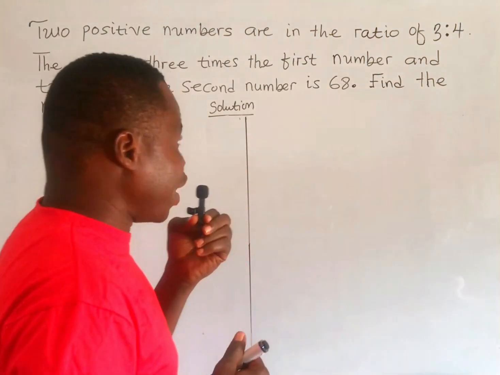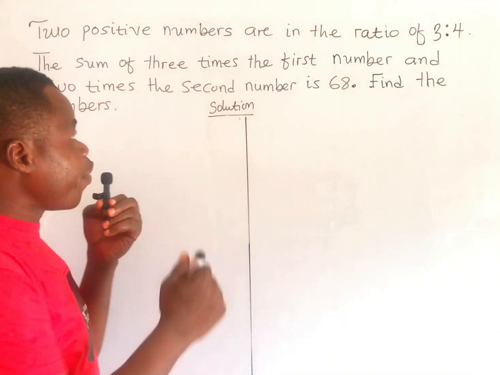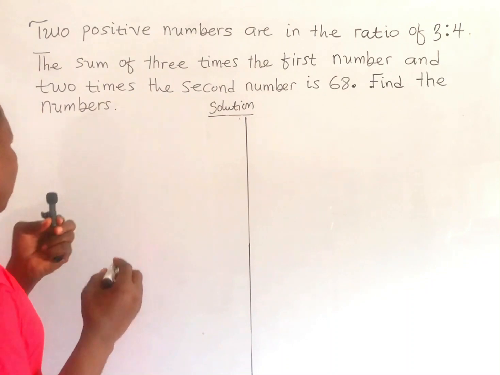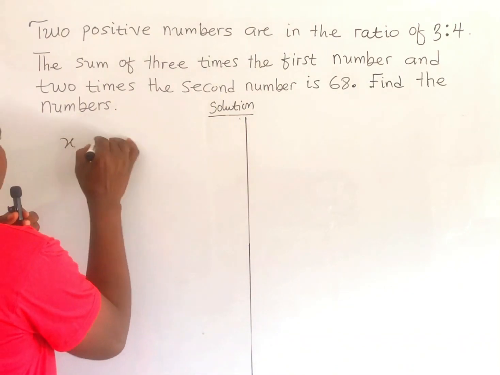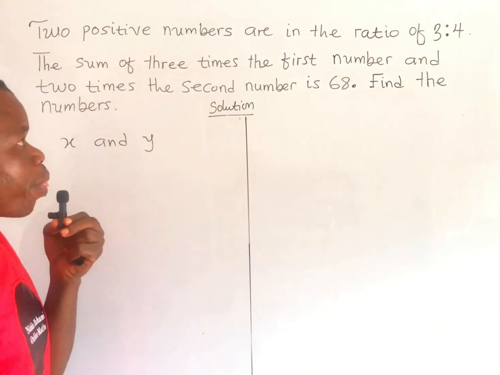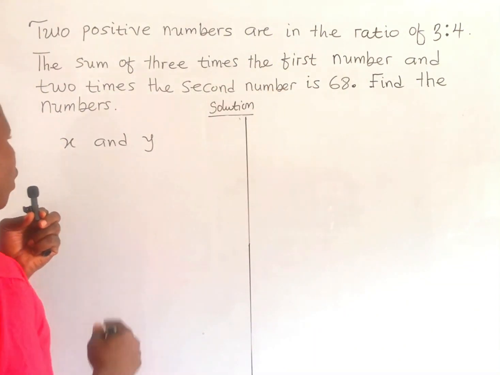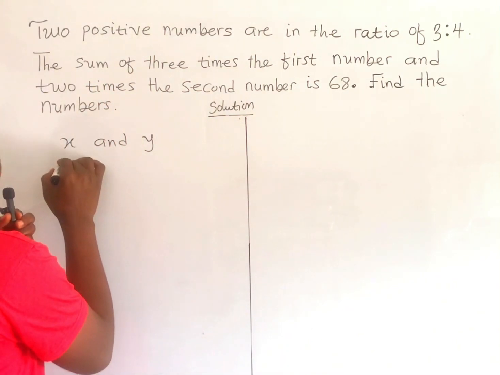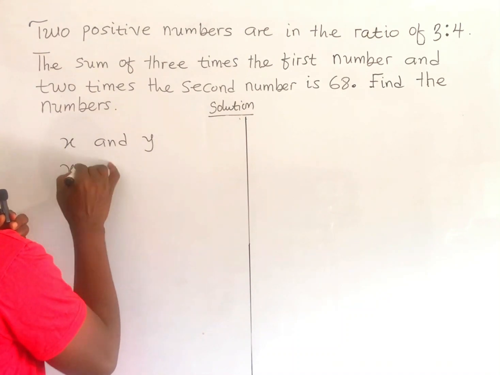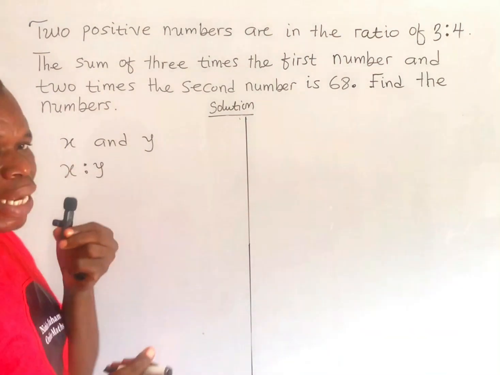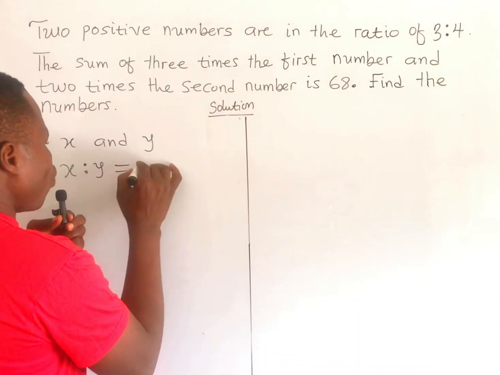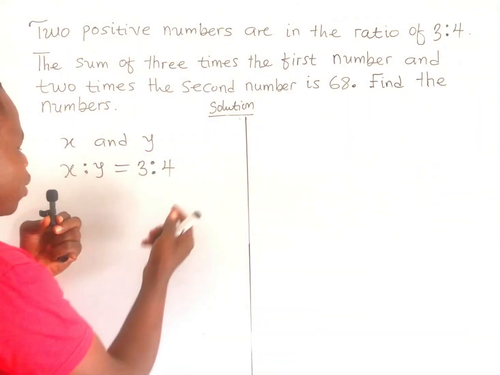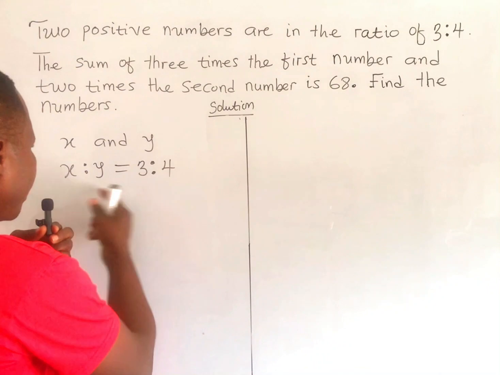So let's take the first part of the question. Two positive numbers are in the ratio of 3:4. So let's let the numbers be x and y. And for the first part of the question, they are talking about ratio, that is 3:4. So I can say that x is my first number, is to y, and y is the second number. And this should be equal to their respective ratios.